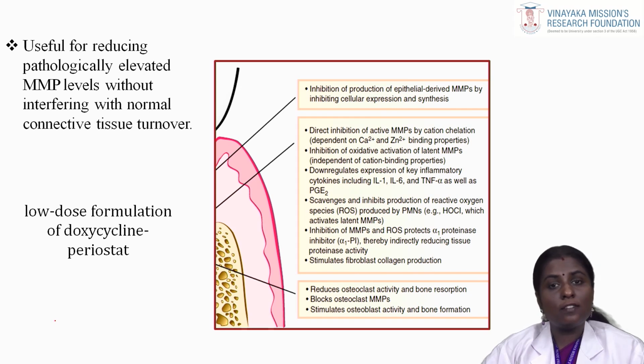So first and foremost, it starts with the epithelial level. Here it inhibits the production of epithelial derived MMPs by inhibiting cellular expression and synthesis. Now coming to the alveolar bone, the action of Periostat includes that it reduces the osteoclastic activity and bone resorption, it blocks the osteoclast MMPs and stimulates the osteoblastic activity and bone formation, that is it promotes bone formation and it reduces the bone resorption activity by the MMPs.